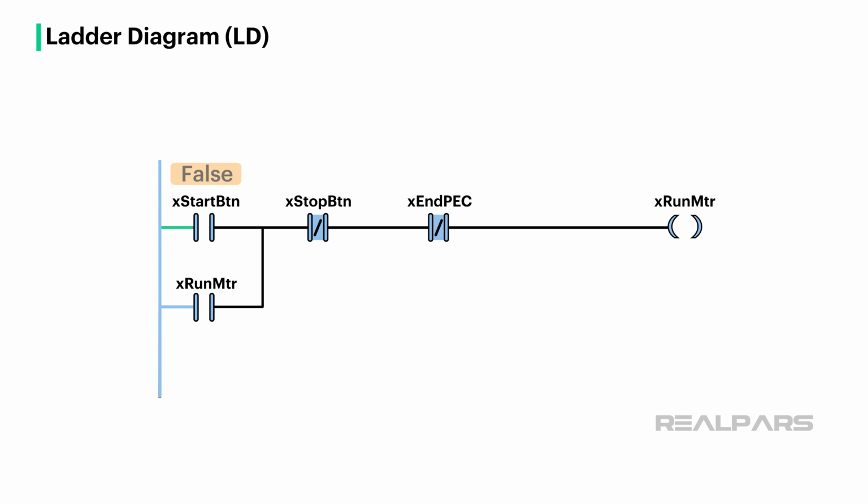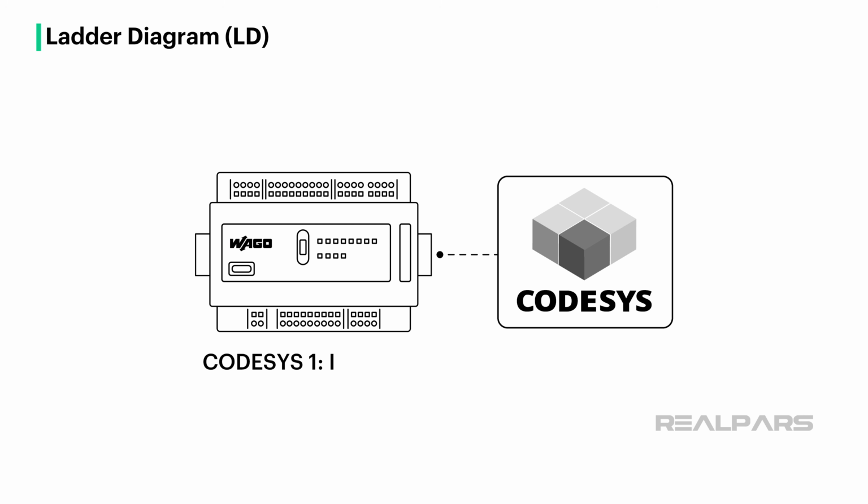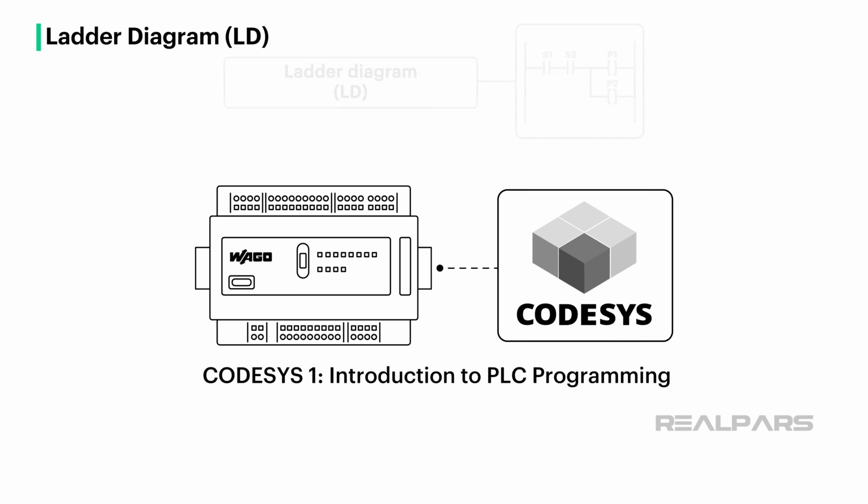Here, you can see a snippet of ladder diagram that is used to control a motor. Can you see how easy it is to look at this snippet and determine what inputs are missing to make the motor run?